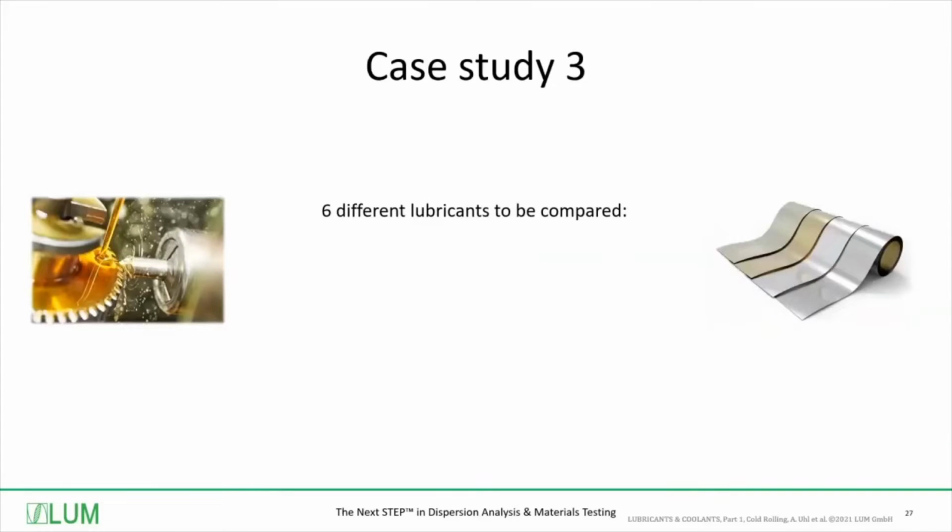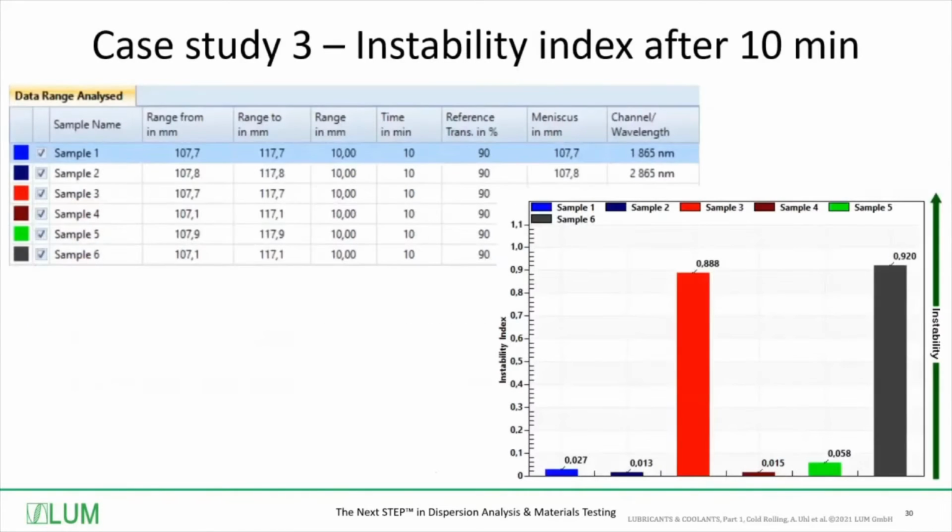Let's come to case study number 3. Six different lubricants were to be compared qualitatively and in a quantitative way. And we get the following results. Instability index after 10 minutes. We have 2 samples with very high values. Sample number 3, 0.888, and sample number 6, 0.920. These 2 are the most unstable samples.